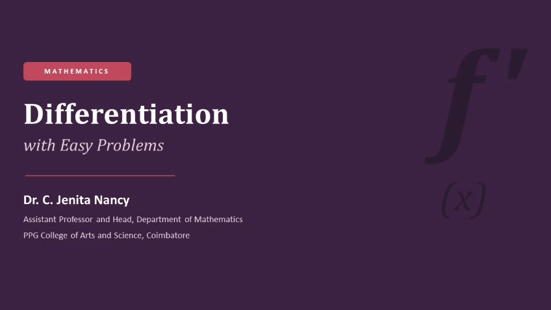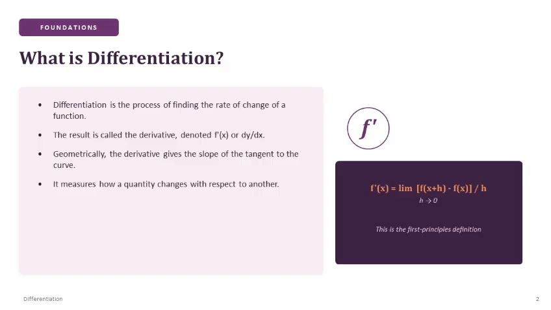Today we are going to see the topic differentiation with easy problems. What is differentiation? It is the process of finding the rate of change of a function. The result is called the derivative, denoted as f dash of x or dy by dx. Geometrically, the derivative gives the slope of the tangent to the curve. It measures how a quantity changes with respect to another.